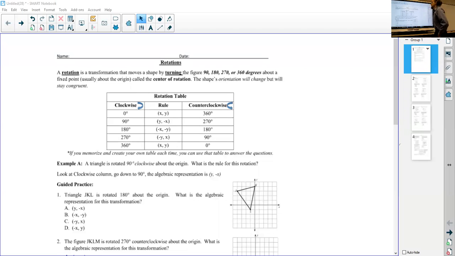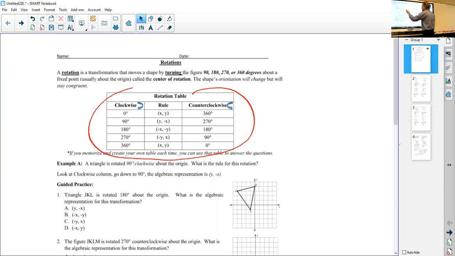Okay, so 8th grade rotations. There's two parts to this. One is the easy part, which is how to actually do the math for today. The basic idea is to copy this table down somewhere and then use this table for every single question. And you'll get all of them right. It's simple, it's easy. As long as you have this table, rotations are super simple, super easy.